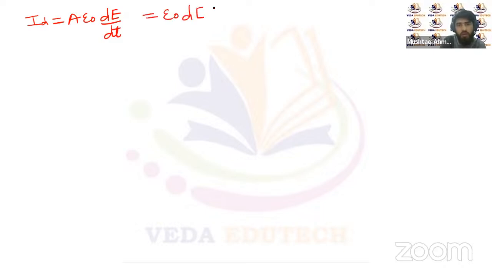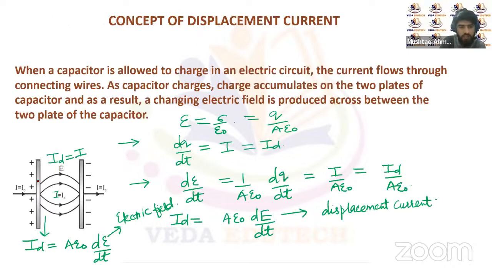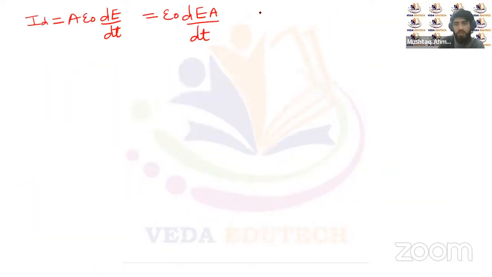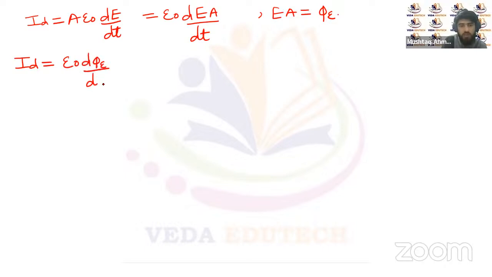We know that ID is equal to A epsilon naught dE upon dt, the first derivative of the electric field with respect to time. Or we can write it as epsilon naught times d(E into A) upon dt. The electric field is perpendicular to the plates of this capacitor, so the area is along the direction of the electric field. So E into A is the electric flux through the area, phi E. So displacement current is epsilon naught d phi E upon dt, or epsilon naught times the rate of change of electric flux with respect to time.